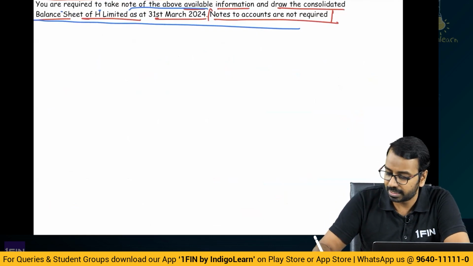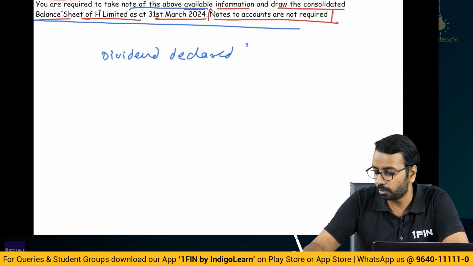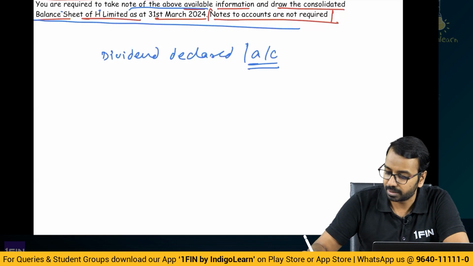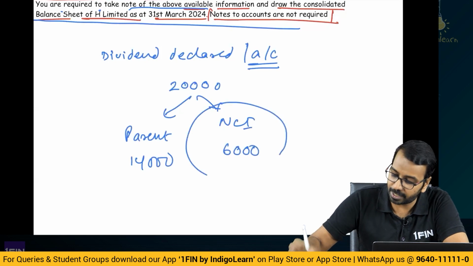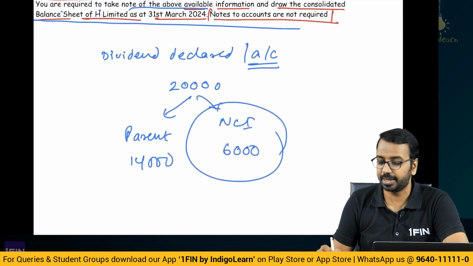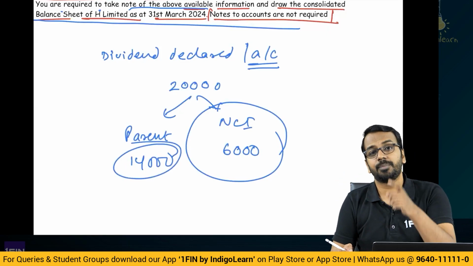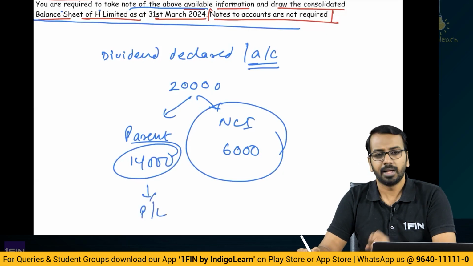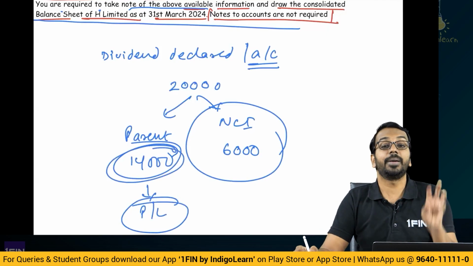Okay, so assuming that dividend declared and also accounted properly is 20,000. How much is parent? Parent is 14,000. How much is NCI? NCI is 6,000. Okay, so this anyway will be paid to NCI, NCI balance will reduce, things will be taken care of because the total retained earnings would have reduced. What about this 14,000? This 14,000 parent would have accounted in its P&L. Now technically speaking, you have to eliminate this from the P&L. You have to reduce this 14,000 from the parent's P&L.